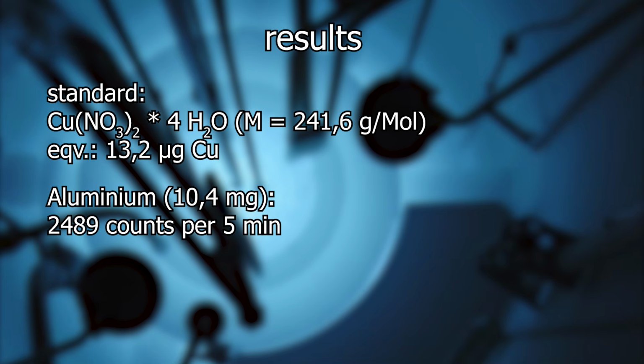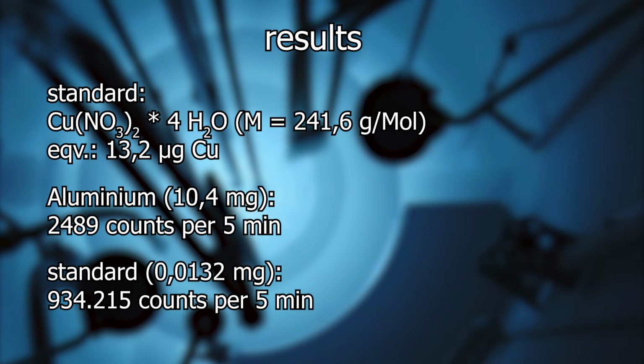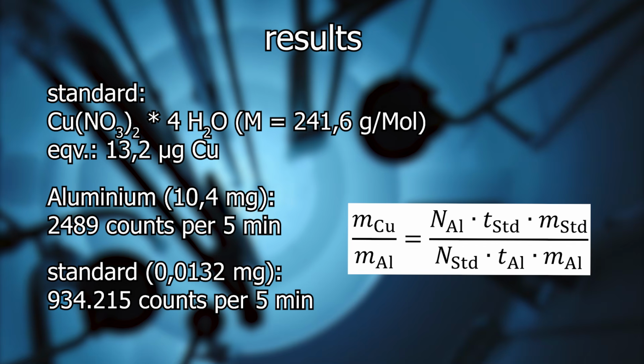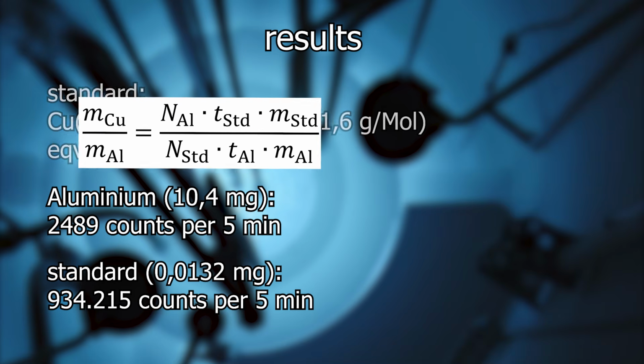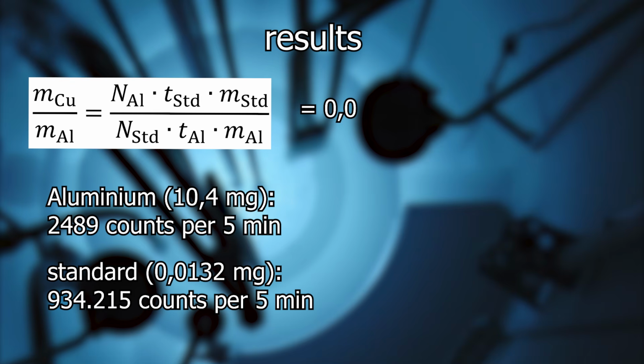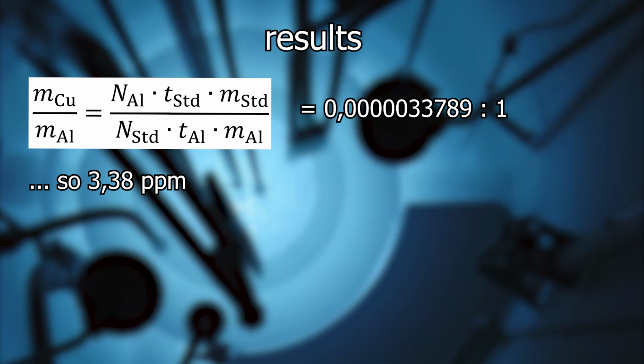In the aluminium, we had 2,489 counts per 5 minutes. It should also be noted that the aluminium foil weighed 10.4 milligrams. In the standard sample, we had 934,215 counts per 5 minutes. We can plug this all into our formula provided by the script and arrive at a copper to aluminium ratio of 0.000033789 to 1. To put it another way, 3.38 parts per million.